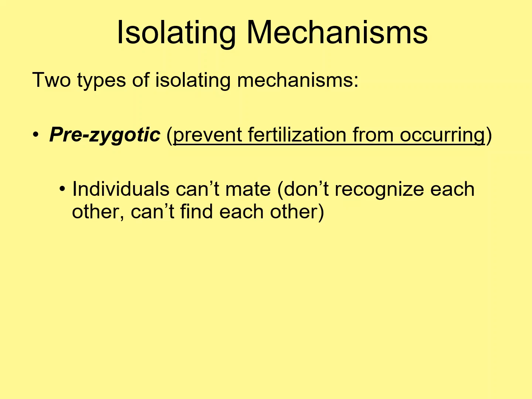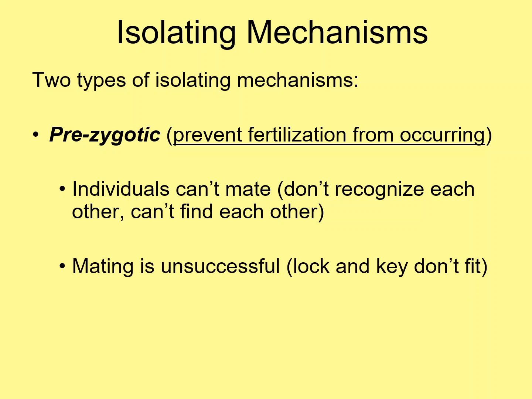So prezygotic isolating mechanisms often involve situations where, for example, individuals just can't get to each other. They can't find each other in the landscape. They're not active at the same period of time. They don't recognize each other as a potential mating partner. There's just a recognition mechanism that is not there anymore because there have been enough changes in the two populations to where they no longer recognize each other.